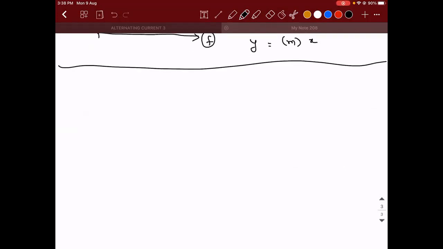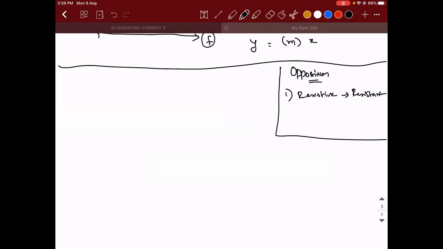Before I go to the combination, one point I wanted to mention here is the concept of opposition. You know what is opposition? When current is trying to flow, there is some device which is trying to restrict the flow of it. If it is a purely resistive device, when I say purely resistive, it means in that whole circuit there should only be resistors. If there is a circuit with completely resistors, we call it a purely resistive circuit. So for a purely resistive circuit, the name of the opposition is resistance.